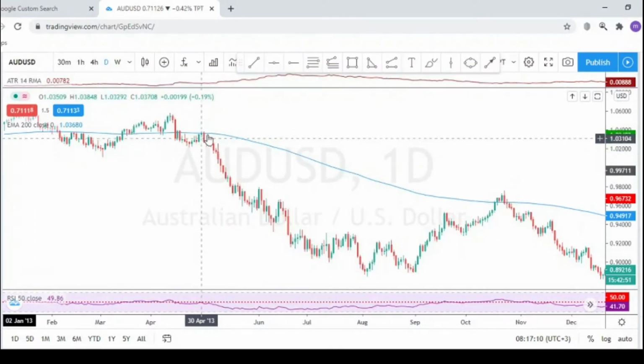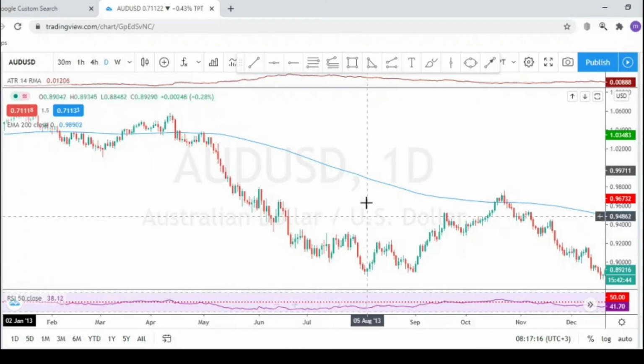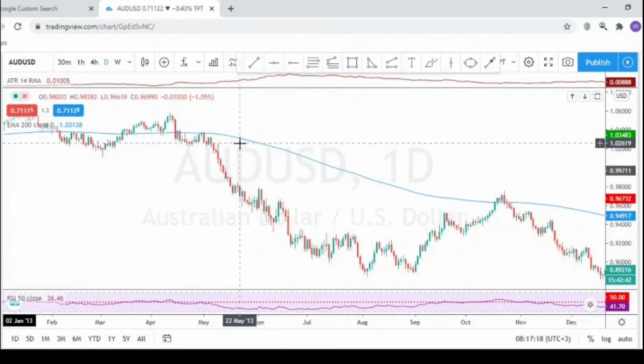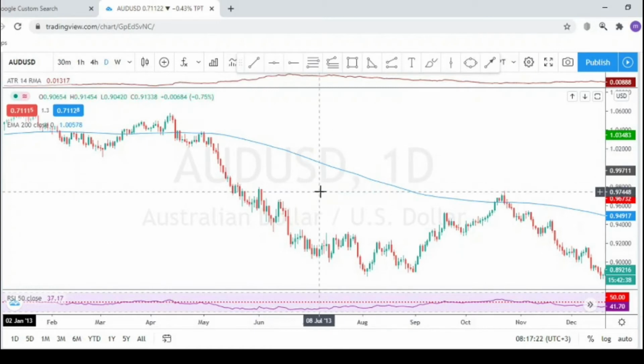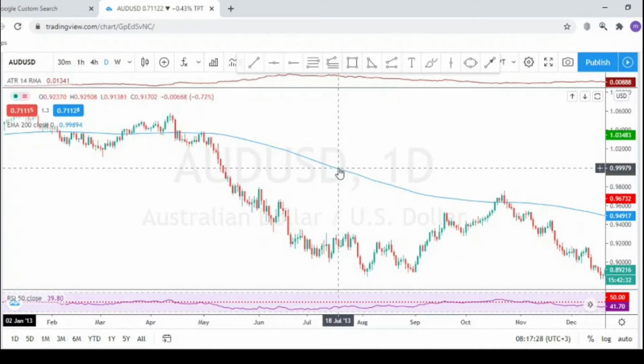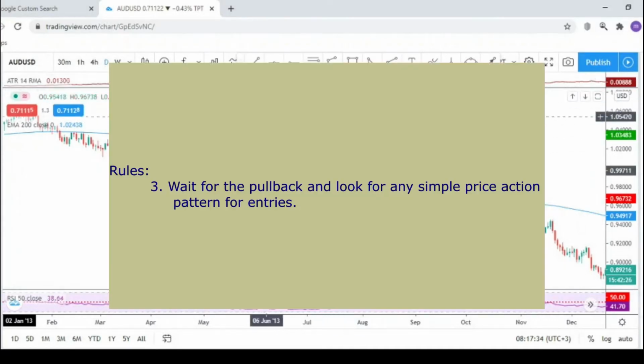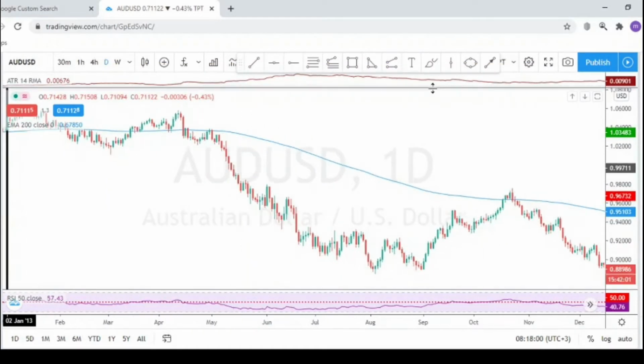Like in this case here, if the market is trending below the moving average and does not touch this moving average, then you look for the downtrend opportunities. And if the market is trending above the moving average and it does not touch the moving average, then you look for the buying opportunities. Then wait for the pullback, look for your price action pattern, and enter the market. Let's see these examples on the charts.